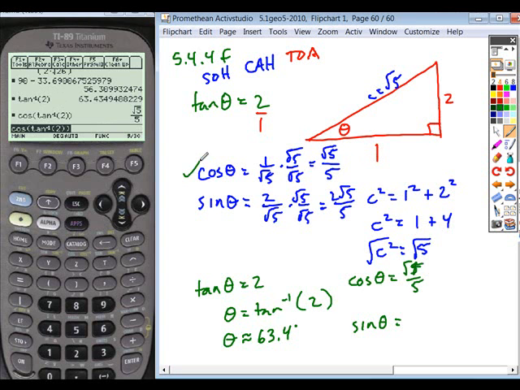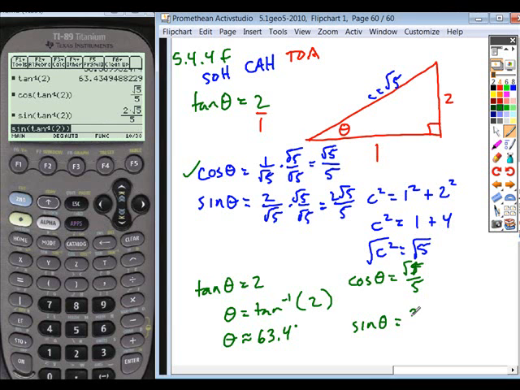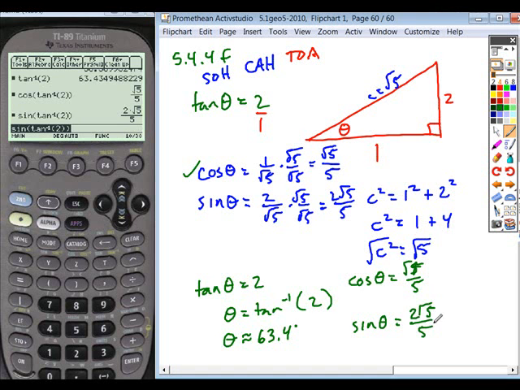Do the same thing with the sine. We can take the sine of that, just go up and highlight your exact number, the exact ratio, and when I do, I get 2 root 5 over 5. Once again, confirming what I did by hand was correct. I don't care which way you use.